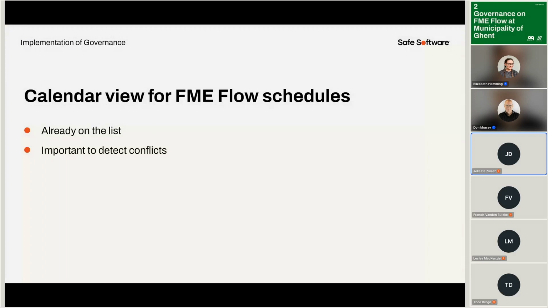For the calendar view for FME Flow schedules, we know it's already on the list. We are aware of plans to introduce this. It's important for us because schedules on our FME Flow environment are increasing fast. Also, automation is increasing fast, and we need an overview of these schedules and automations. It's crucial for us to avoid data conflicts, and it's also important to plan maintenance windows. So it's important to know when the schedule is running.